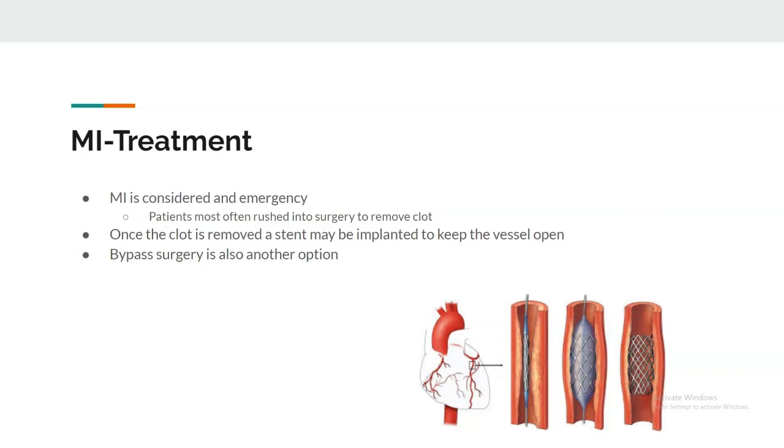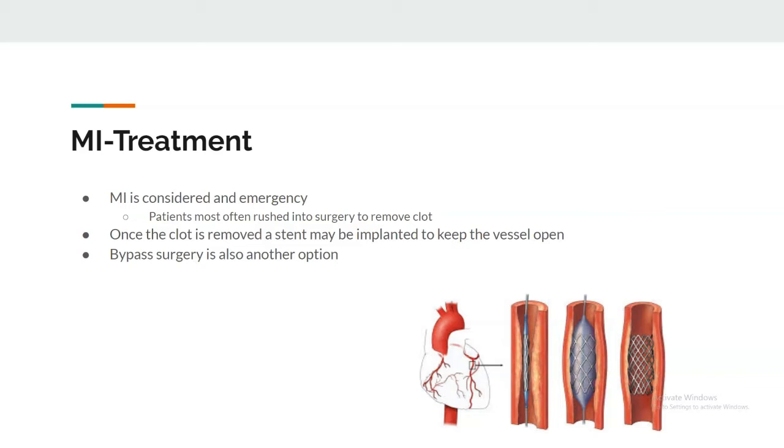And then, how do we treat an MI? Well, first and foremost, an MI is always considered an emergency. Patients are rushed to surgery, oftentimes to remove a clot. Other times they're not, because it's not picked up on right away, but they're monitored closely, and usually they have to have that clot removed. So once the clot is removed by a surgeon, they kind of have two options.